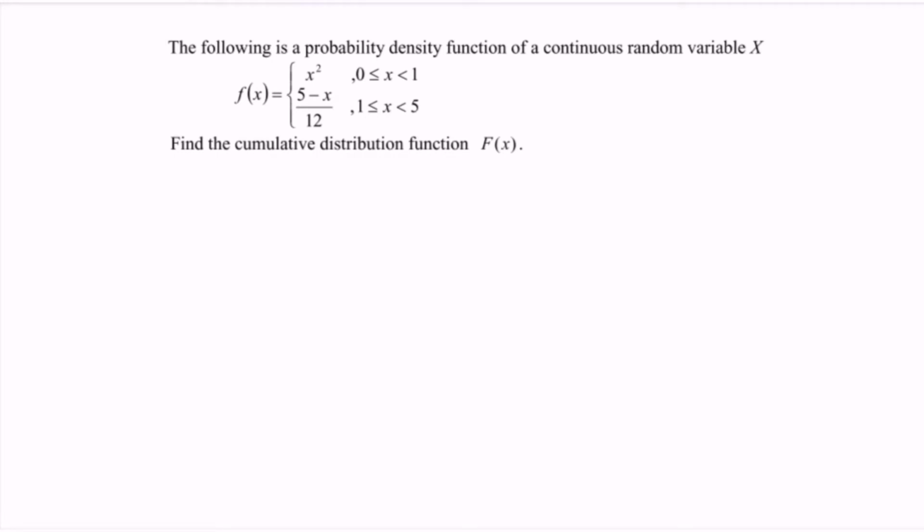In this video, I'm going to discuss the example for continuous random variable. The following is a probability density function of a continuous random variable x. So given the piecewise function, my suggestion is to illustrate the situation in a number line. Where we have 0 until 1 with the function x squared. Next, from 1 until 5, we have the function (5 minus x) over 12. Other than that, the function is 0.